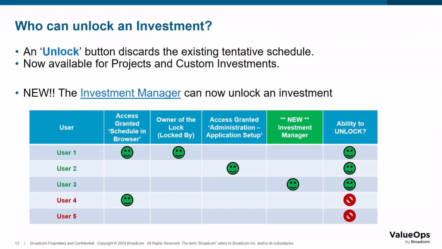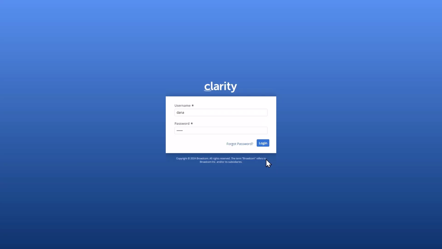In Clarity, both the lock owner and the administrator can unlock any investment type. This streamlined process empowers users to manage their investments efficiently. And now, exciting news! We're extending this capability to our current investment managers. If an investment was locked by another user, the current manager can now release the lock without having to ask the administrator to perform this action.